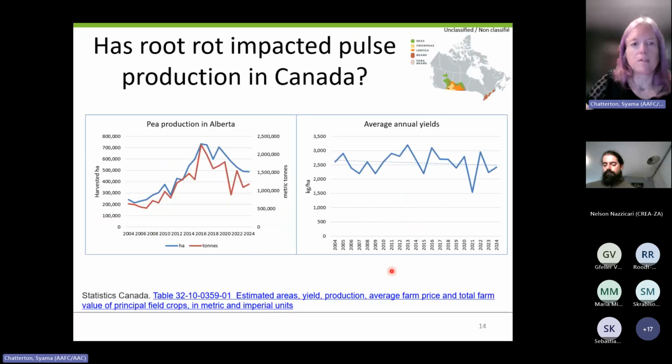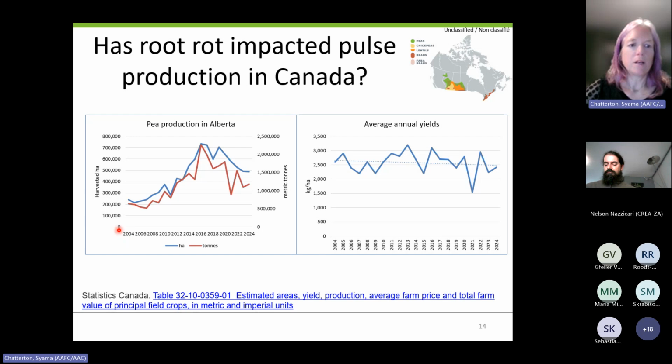So the big question is, has root rot impacted pulse production in Canada? It's a big industry here, but it's been very hard to get an economic sense of what the economic value of this disease is. So I looked at data collected over the past 20 years from Statistics Canada, which publishes all the crop production stats, and just graphed them out.